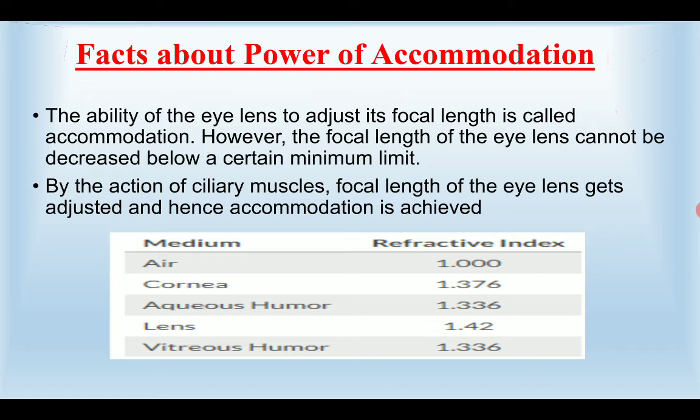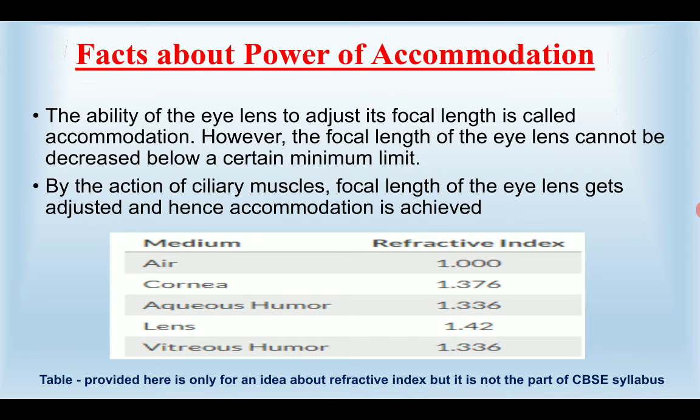Now, after discussing the power of accommodation, let us find out how much we have learned about the functions of various parts of the human eye. Our eyes enable us to see all the beautiful things around us. In this video, we're going to see the structure of the eye, the things that make up our eye.